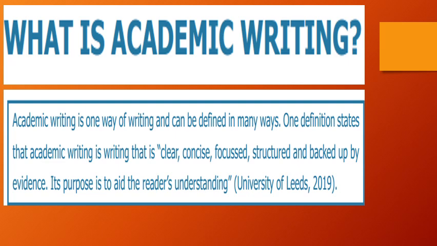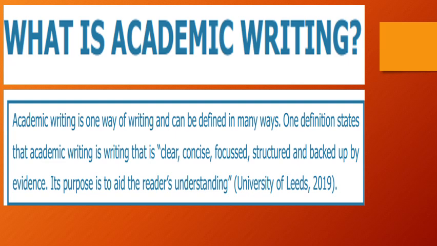We need to identify or know what academic writing is. Academic writing is one way of writing and can be defined in many ways. One of the definitions of academic writing, I want you to look at the definition and then how we can apply it when we write, is that it is writing that is clear, concise, that means to the point, focused, structured, and backed up by evidence.